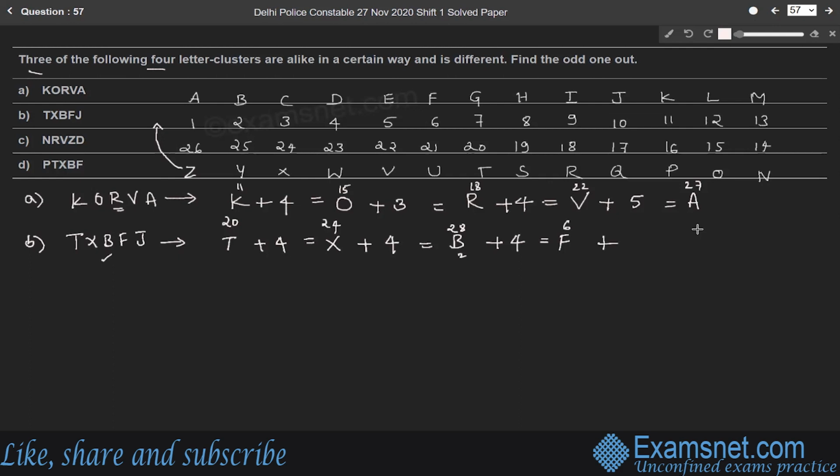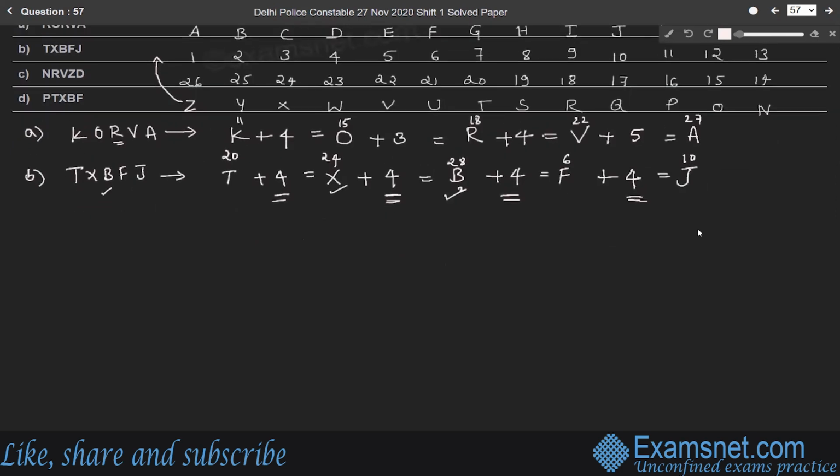So the next letter is J. F plus some number is equal to J, which is 10. So 6 plus 4 is equal to J. So in all the cases, the number 4 is added. Right? So each letter is added with 4 to get the next letter, like that. So check with option C.